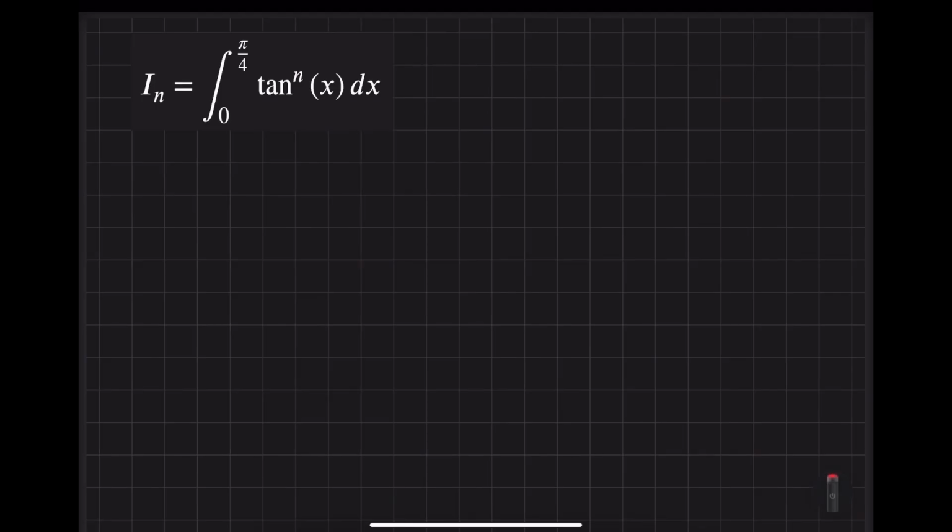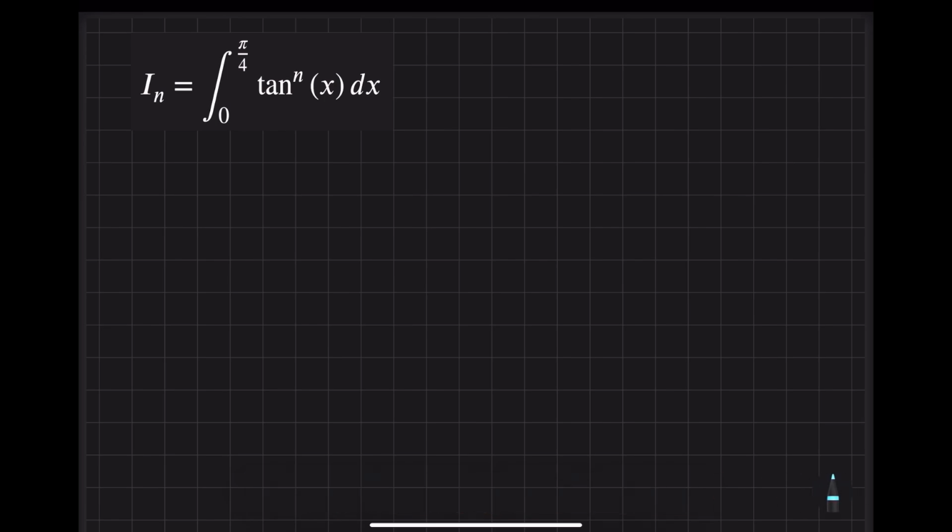So we got this situation to handle. So we have I_n equals integral from 0 to pi by 4 of tan to the power n x dx. So we have to find out the general formula for this. Okay, so look at this, how we will handle.